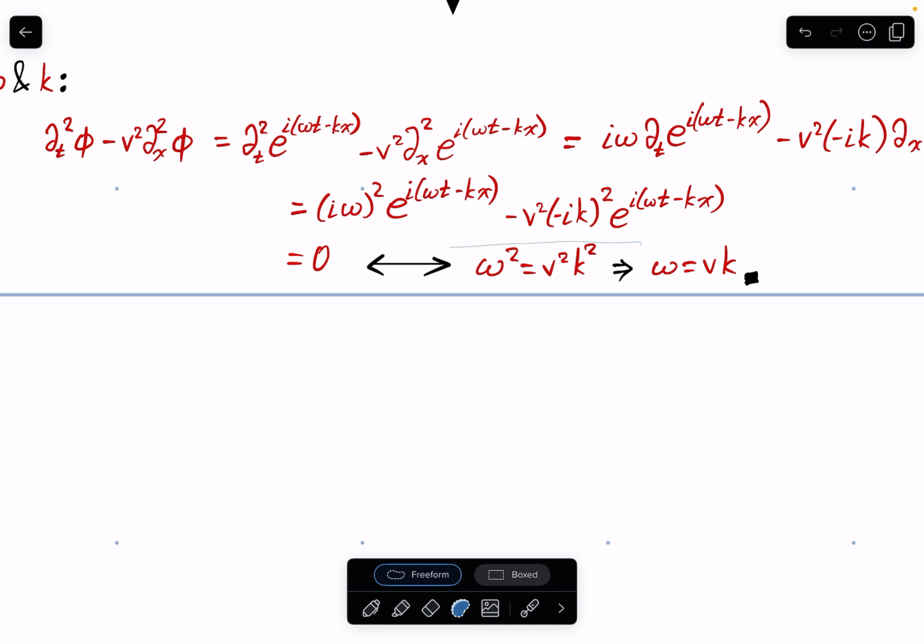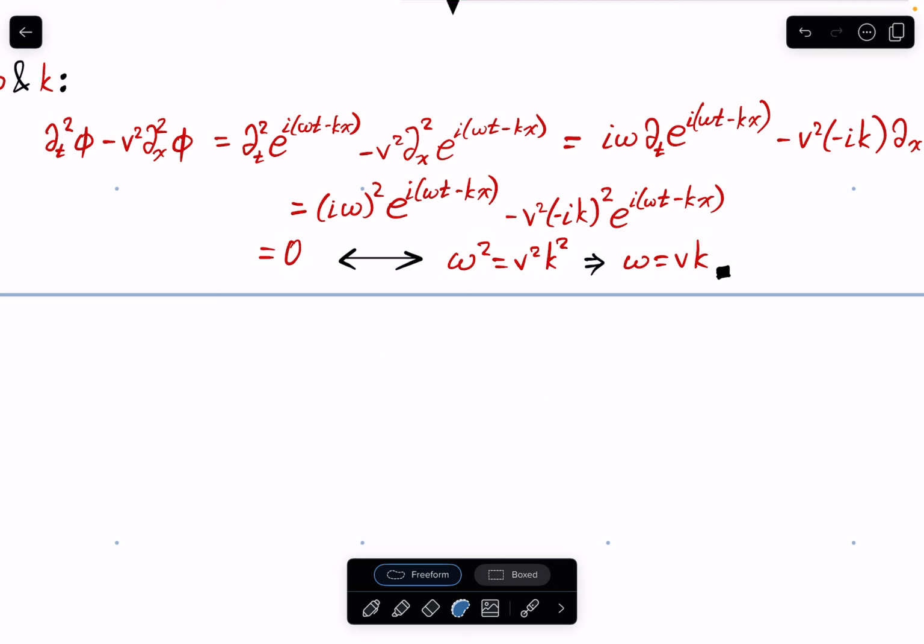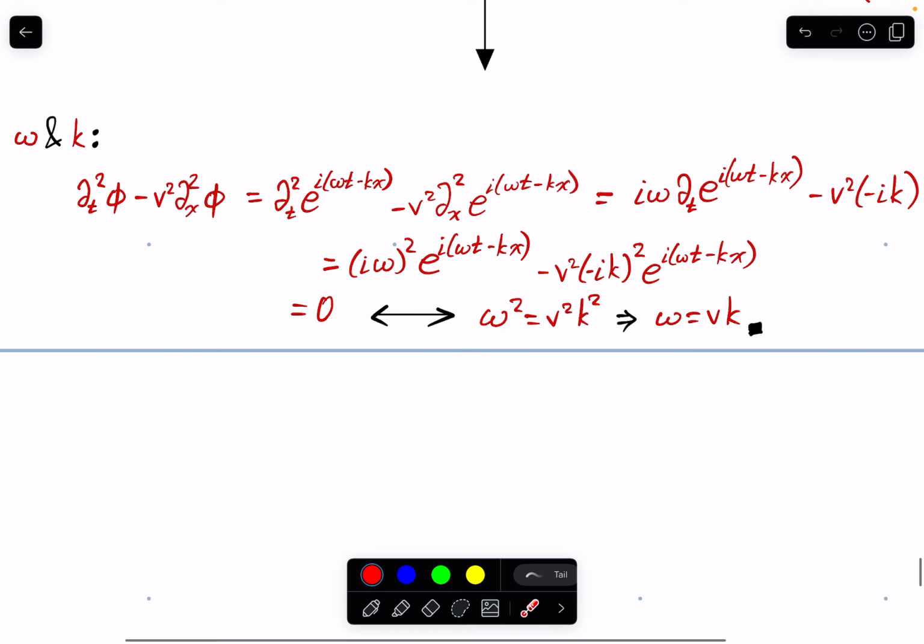So this is the dispersion relation, and it shows us that if this wave function satisfies the wave equation, which is done by saying it's equal to 0, then you get this relationship between angular frequency and wave number.